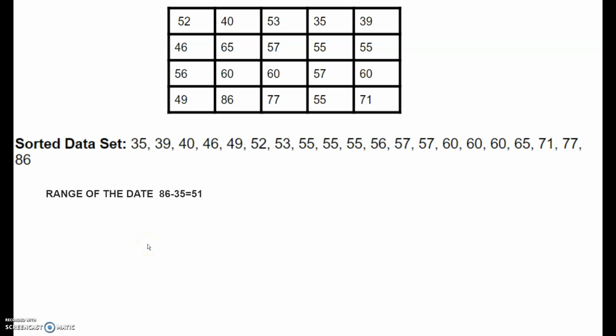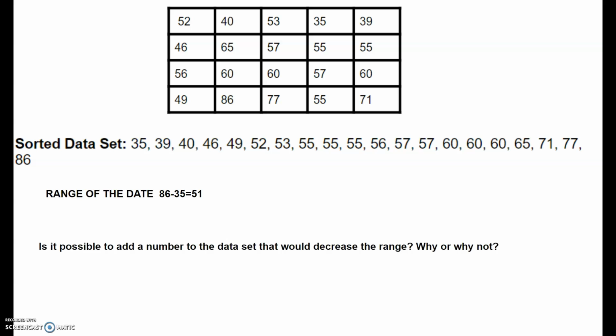Our first question says, if the range of the data is 51, is it possible to add a number to the data set that would decrease the range? Why or why not? Pause the video and think about this question and see if you can answer it on your own. Come back and we'll discuss.